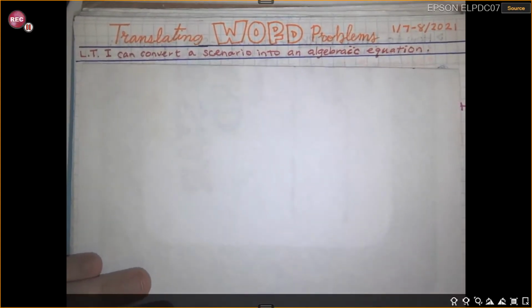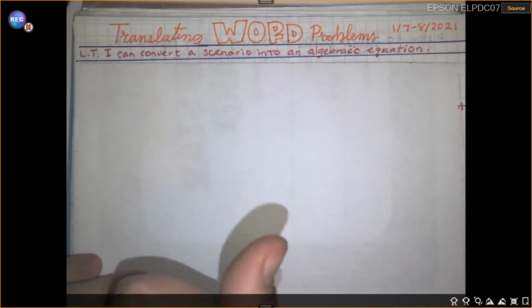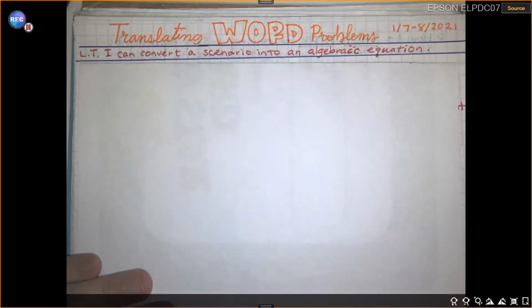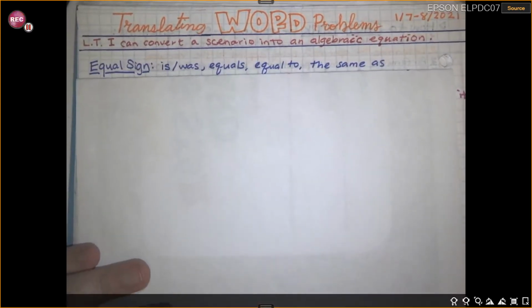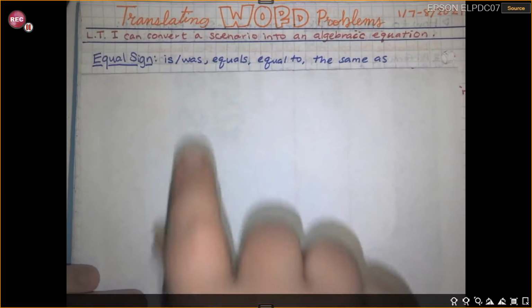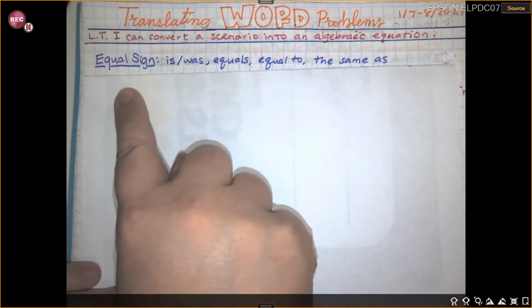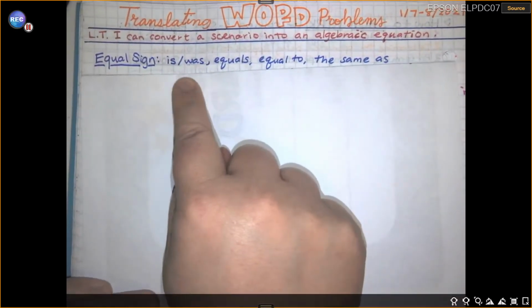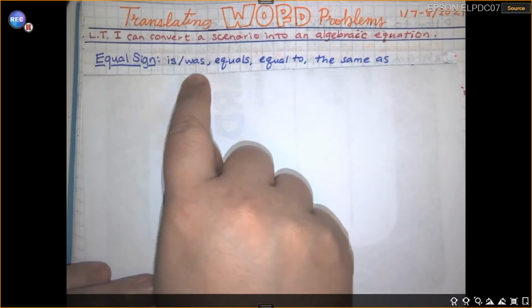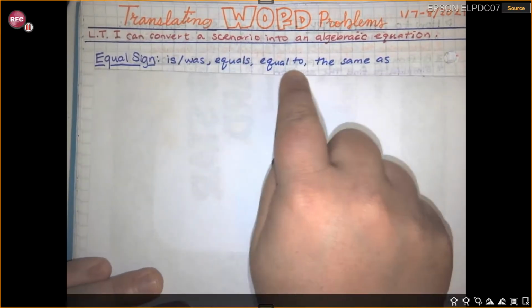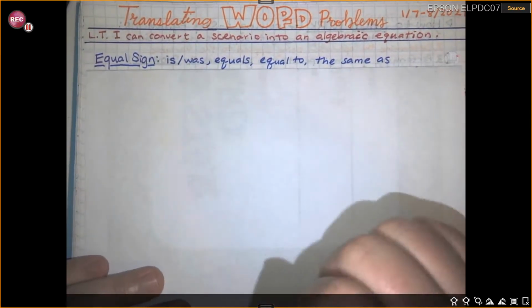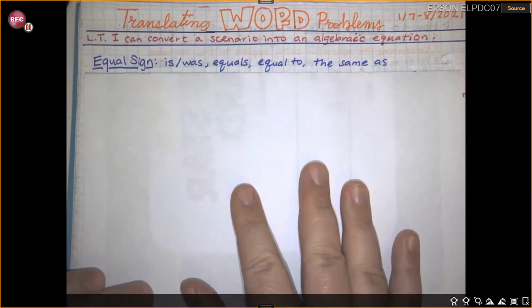So, in addition to all the words you've learned before about the words that mean addition, subtraction, multiplication, division, which you know from middle school, I have a few other words for you to know. In a scenario, these words mean to put an equal sign. So, for example, is or was means put an equal sign. Like if they say something is this, that means equals. Obviously, equals or equals to or the same as. All of those mean to use an equal sign.